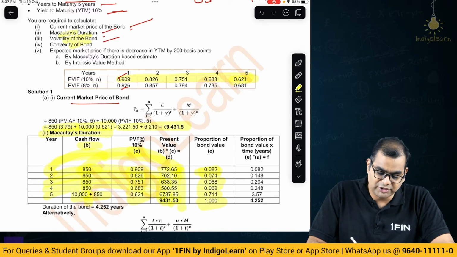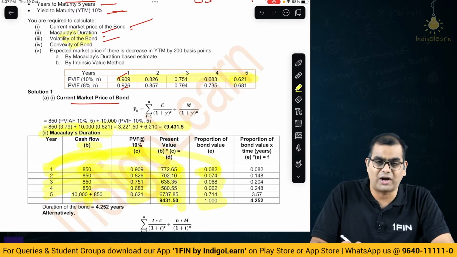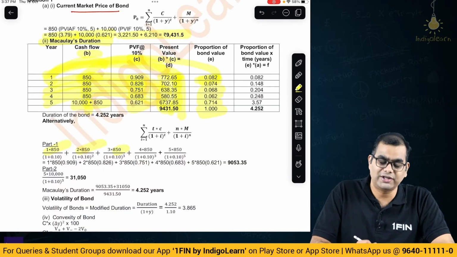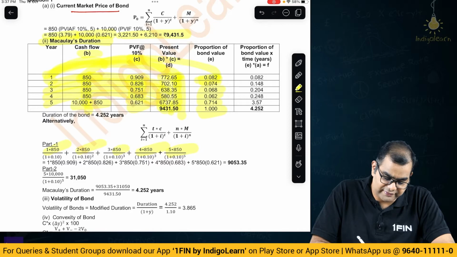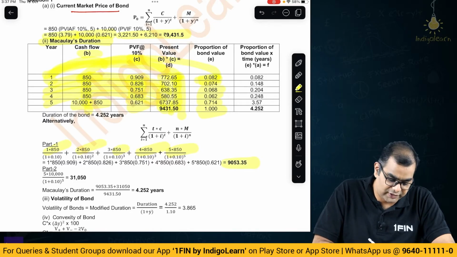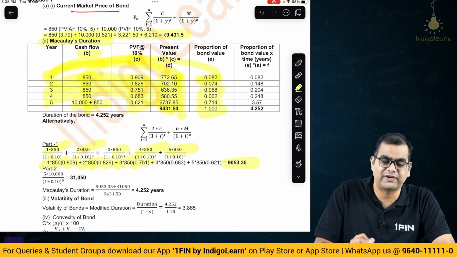Or if you compute the weight, you multiply the weight with the time. So either way you are going to get the same answer. So once you do that, for the coupon values, you get a value of 9053. What is the coupon value? 1 into 850 into 0.909, 2 into 850 into 0.826, 3 into 850 into 0.751, so on and so forth.